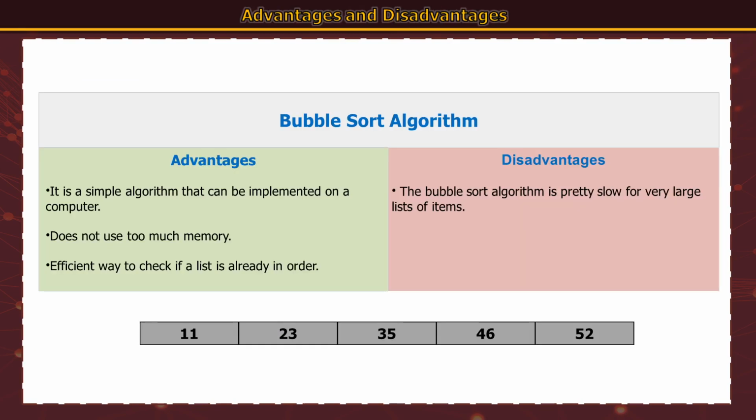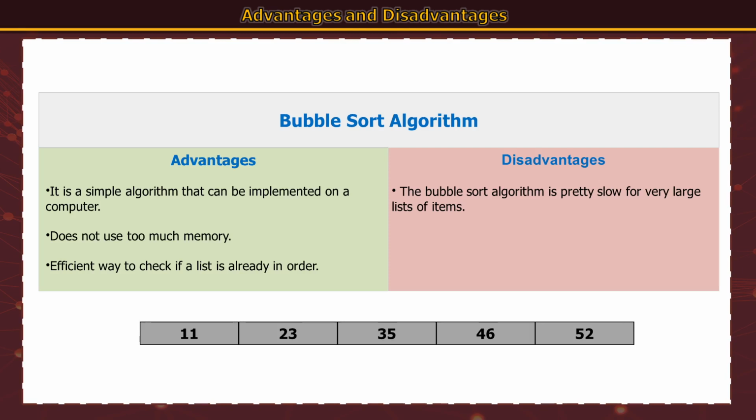Let's look at the advantages of a bubble sort. The advantage of a bubble sort is it's a simple algorithm and it's very easy to implement on a computer. Due to the fact it only compares 2 items at one time, it doesn't use much memory. It's an efficient way of checking very small lists, or lists that are already in order. So for example, here's a list that's already in order. It would literally go no swap, no swap, no swap, no swap, and that would be the end of it. Hence why it's efficient for small lists or lists that are already in order, because it would only have to run through them once or a very small amount of times if it's a small list.